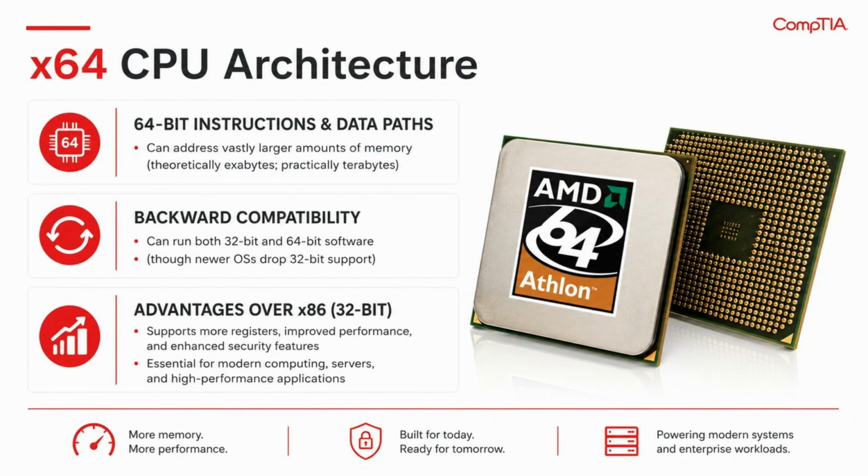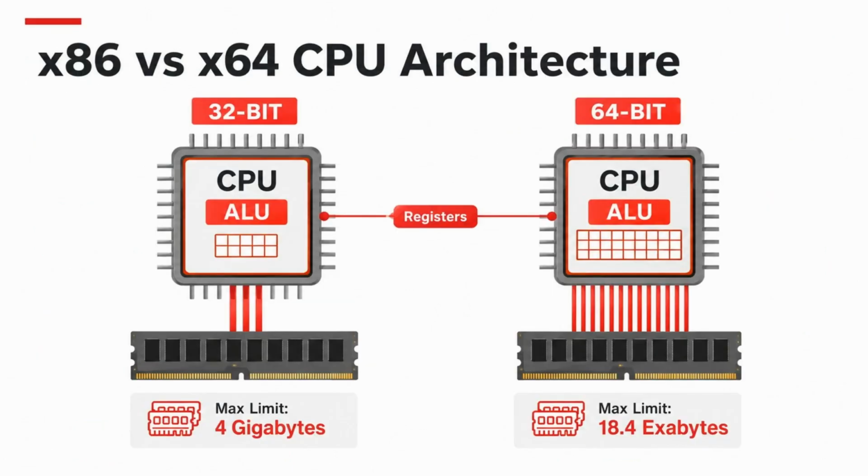x64 architecture handles 64-bit instructions and data paths, letting a CPU address vastly larger amounts of memory, theoretically exabytes, practically terabytes in real systems. It maintains backward compatibility, running both 32-bit and 64-bit software, though newer operating systems are dropping 32-bit support. Compared to x86, x64 supports more registers, better performance, and stronger security features. Here's x86 and x64 architecture compared side by side. The difference in addressable memory and register count is what ultimately separates what each can do.